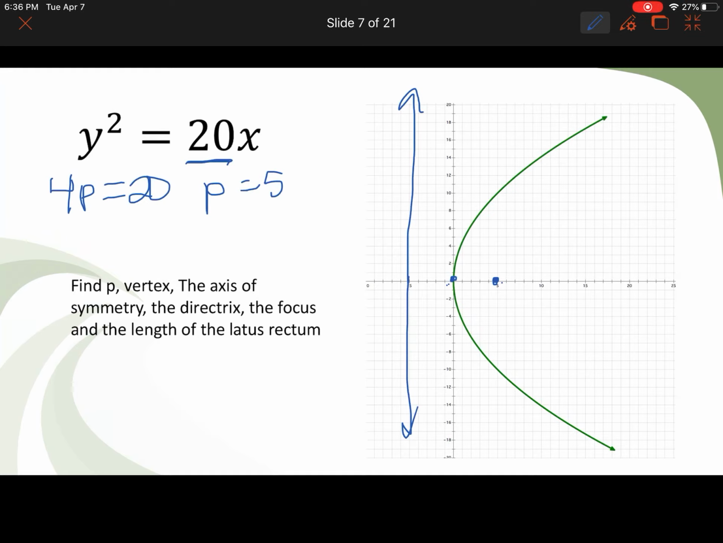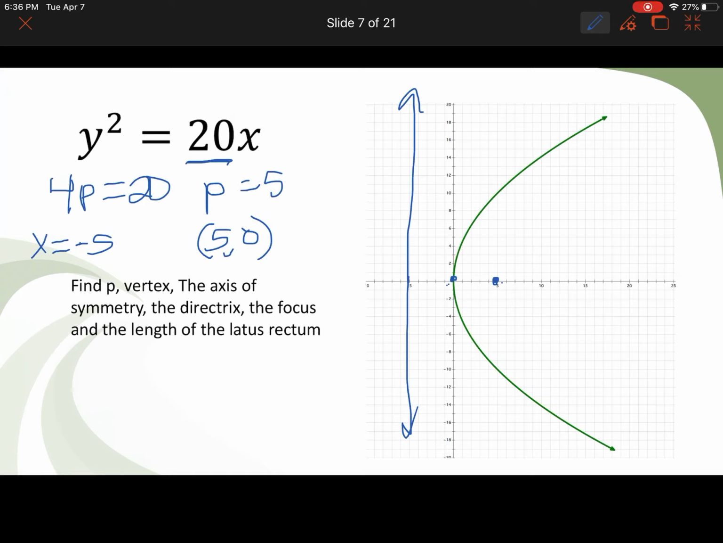So if the parabola opens to the right, which this one does because 20 is positive, then we would go to the left to get the directrix, and the directrix would be the line x equals -5. Right, so that would be our directrix, x equals -5. And our focus would be going the direction the parabola opens, that P amount, right? So that's going to be (5, 0). So lots of things we could look at.